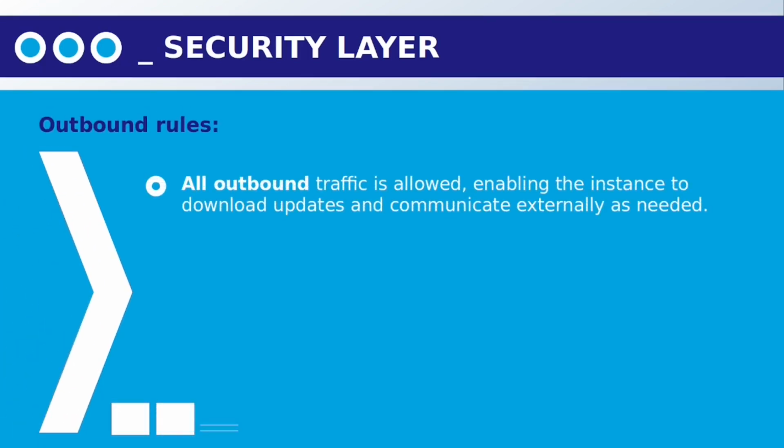Outbound rules. Outbound rules allow all outbound traffic, since the instance may need to download updates. The instance may need external communication. This is common and acceptable for a basic setup. This follows the least privilege principle. Only required ports are open. No unnecessary exposure. Reduce attack surface. This aligns with AWS security best practice.